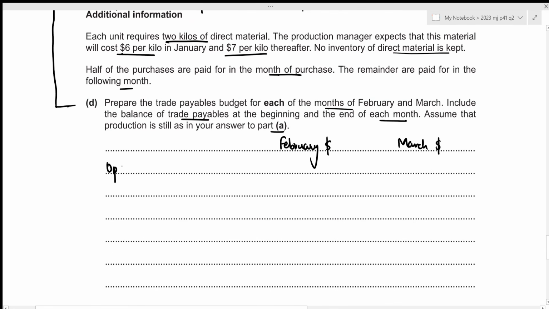Let's start with our opening trade payables. So what we're told is that half of the purchases are paid for in the month of purchase. So if we're considering the purchase for January, half of it will be paid in January itself, but 50% of it is still yet to be paid. So that 50% will act as the opening trade payables for the month of February. And remember that the cost in January is 6 per kilo and each unit requires 2 kilos.